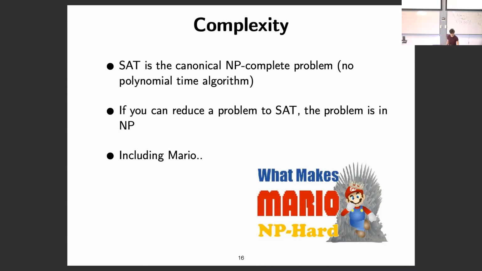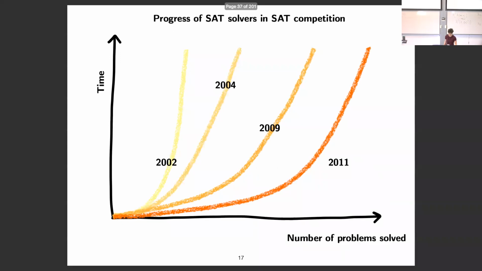But despite being NP complete, so there isn't a polynomial time algorithm for solving SAT, SAT solvers are still unreasonably good. This is not a very helpful graph. It's just saying we've solved more problems. We've made a lot of advances in the last couple of decades. The size of formula we can solve are enormous now. We can do some reasonably large scale program verification with our SAT solvers. So they are unreasonably good.